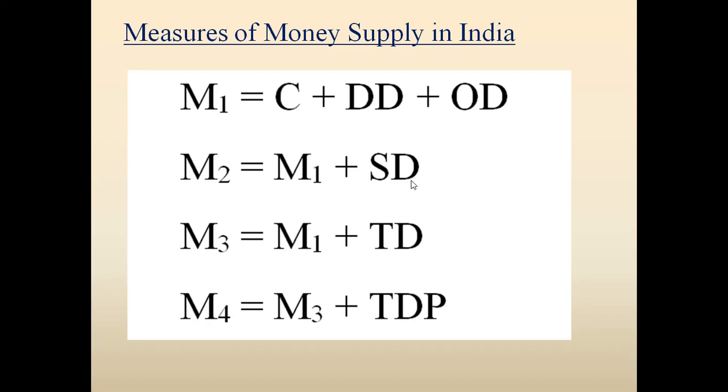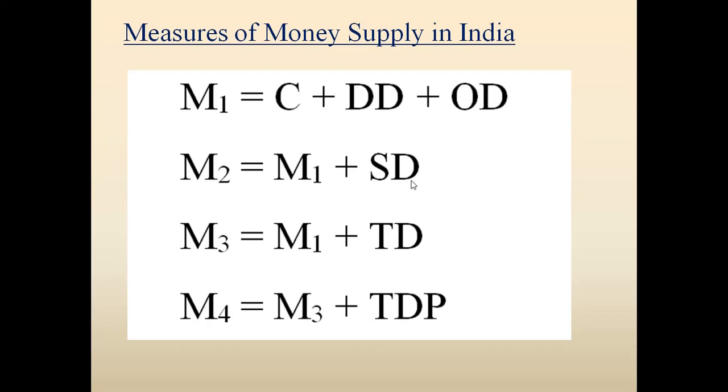Okay, so M1 plus the deposit with the post office savings bank is your M2. Now M3, what is M3? M3 is M1 plus time deposit with commercial banks. By time deposit, we mean the term deposit, the fixed deposit for 5 years or 10 years. So that is the measure of M3. And M4.